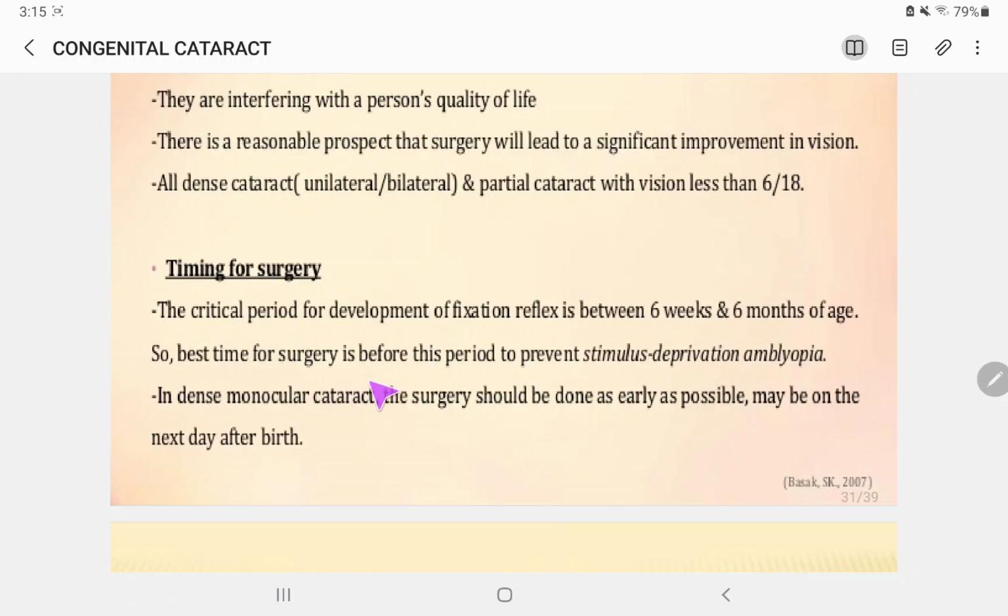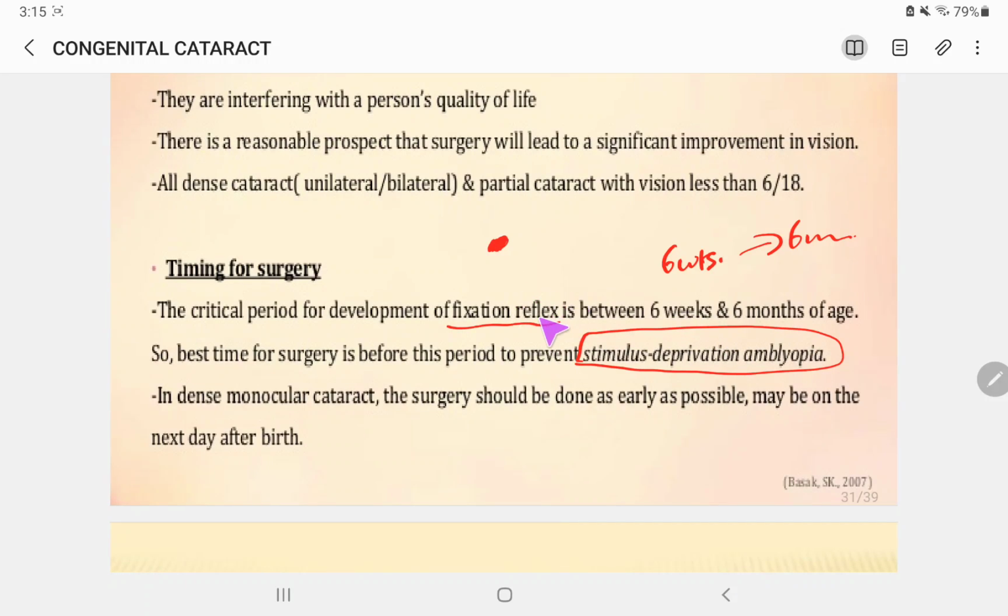So the best timing of the surgery is before this period, for the prevention of stimulus deprivation amblyopia. So why do we operate before the period of 6 weeks to 6 months? Because the critical period for development of the fixation reflex, where the child can focus on one point, is at 6 weeks.